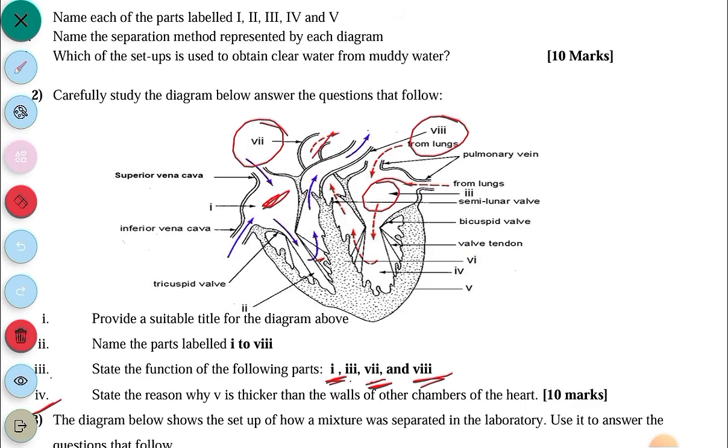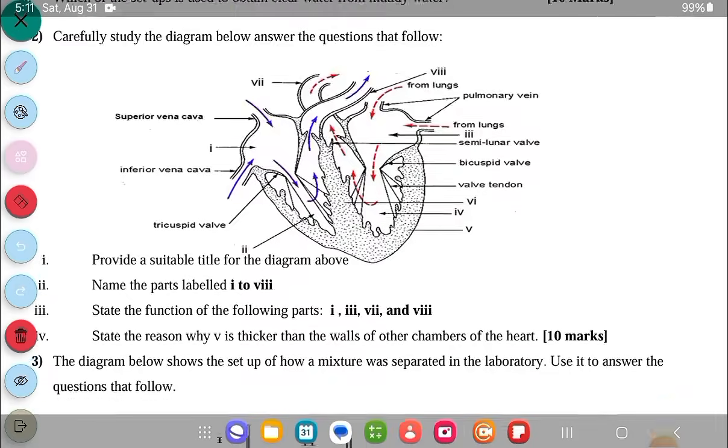Then IV says, state the reason why vein is thicker than the walls of the other chambers of the heart. Now vein is thicker because, now compare this side to this side. You realize that the heart is a muscular mass. The function is to pump blood, but this left ventricle, this part below the left ventricle is more muscular because it is pumping blood to all parts of the body, including the brain and then to the limbs. So it has to be more muscular so that it will be able to pump the blood with pressure so as to get to all parts of the body. So that's the reason. So we move on to the next question.